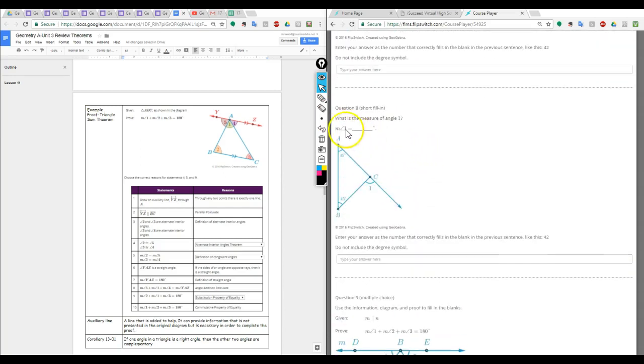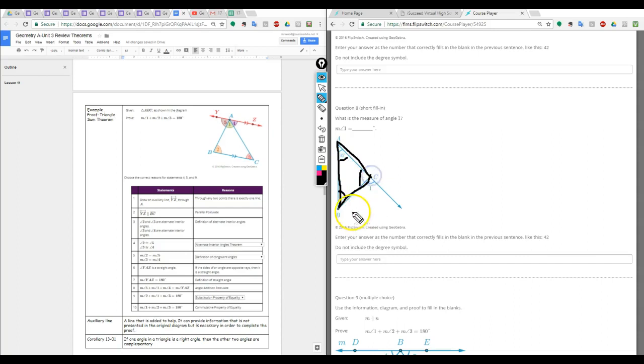So question 8, what is the measure of angle 1? Okay, we need to know our relationship. So the first thing I'm noticing is we have 45 degrees, and a blank here.